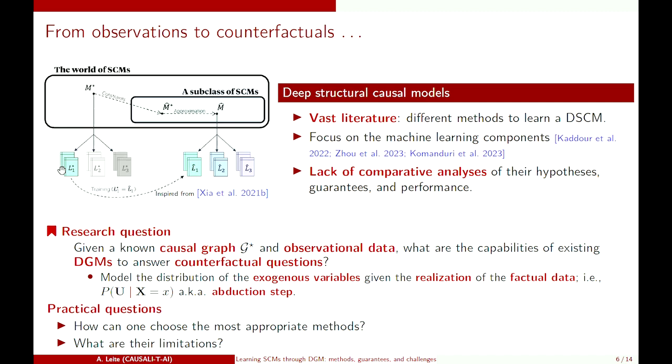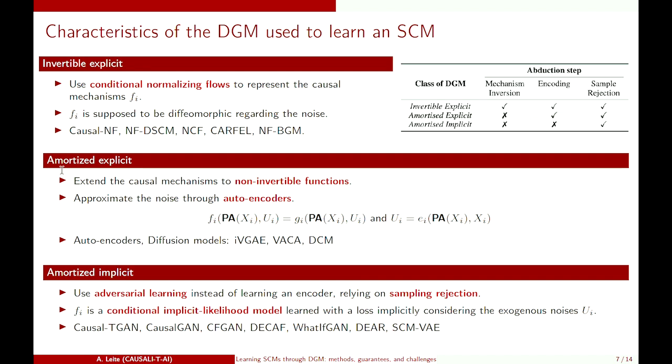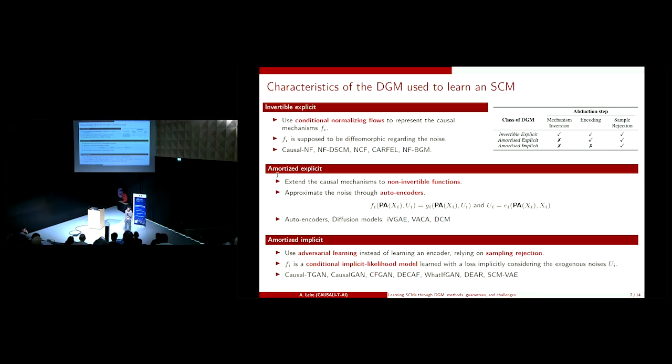And the practitioner viewpoint was: imagine that I now have a bunch of causal models, different works that try to answer different types of questions. How can I choose the most appropriate one, considering my application or my interest, and what are the limitations of each of these works?